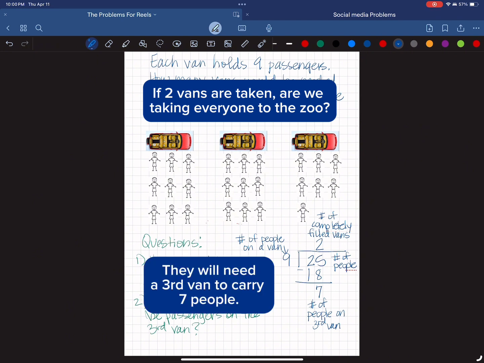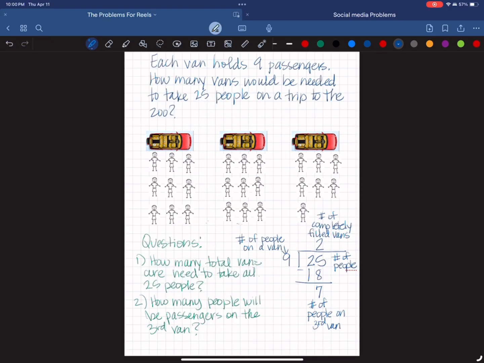That is the level of thinking that we want kids to have to interpret division from the beginning of that problem all the way to the end. And so they are understanding what they're doing and why they're doing it.